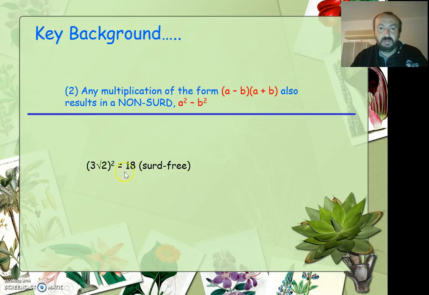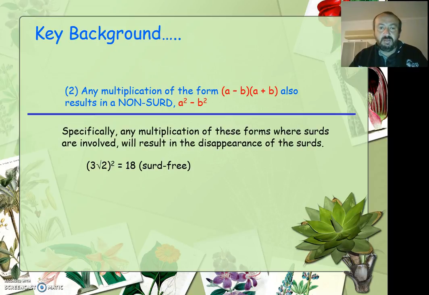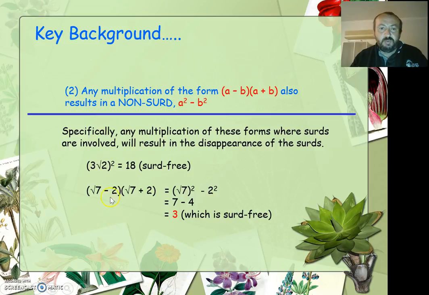Actually, just showing you that there gives you a surd free answer. You should be able to see that easily. There you go, there's an example. There's two conjugates. It's just the difference between those two factors is the plus and the minus. And so this just ends up with root 7 squared, take 2 squared, 7 take 4, which equals 3.